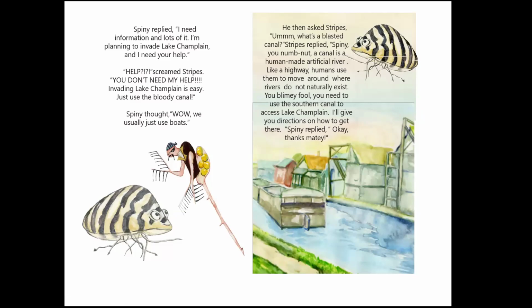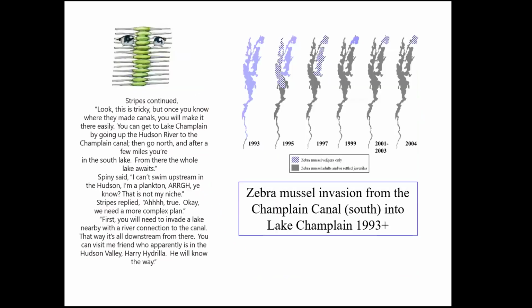Stripes replied, Spiny, you numbnut, a canal is a human-made artificial river like a highway humans use to move around where rivers do not naturally exist. You blimey fool, you need to use the Southern Canal to access Lake Champlain. I'll give you directions on how to get there. Spiny replied, okay, thanks, matey.